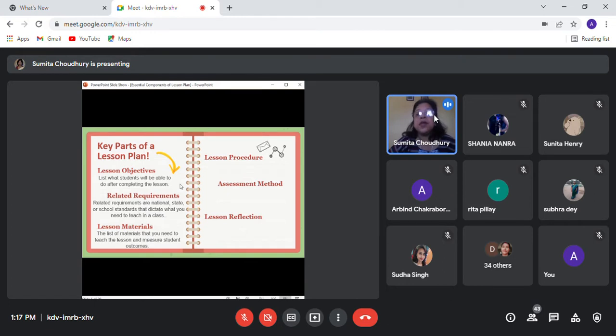The list of materials that you need to teach the lesson and measure student outcomes. These are the materials that I need only for a particular lesson to engage the students and test their knowledge. For example, using a mixed bag worksheet. That may be picture based or diagram based, activity sets, materials for project or activity. So these materials are focused only for the particular lesson or subtopic.